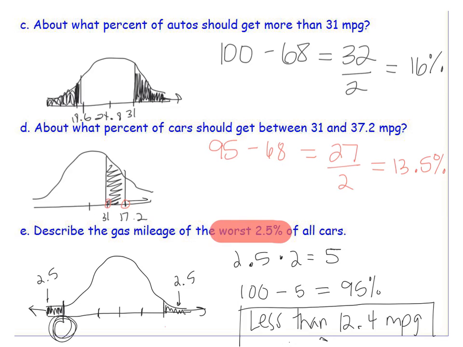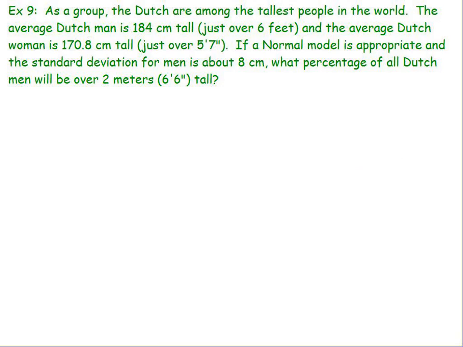Let's take a look at another example. As a group, the Dutch are among the tallest people in the world. The average Dutch man is 184 centimeters tall, just over 6 foot, and the average Dutch woman is 170.8 centimeters tall, just over 5'7". If a normal model is appropriate, and the standard deviation for men is about 8 centimeters, what percentage of all men will be over 2 meters tall?